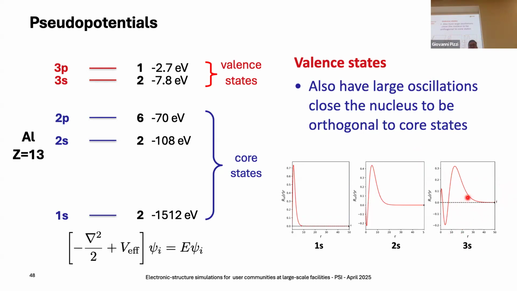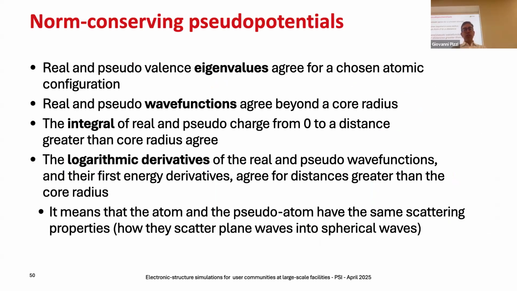Now you want that beyond a certain radius, which you have to define and is going to be a parameter, the wave function is the same. They're on top of each other. Because again, you want to approximate what happens inside the nucleus with something smooth, but outside, you want the behavior to be the same. So intuitively you say, beyond a certain distance, I define this parameter, the pseudo wave function and the real one are the same.